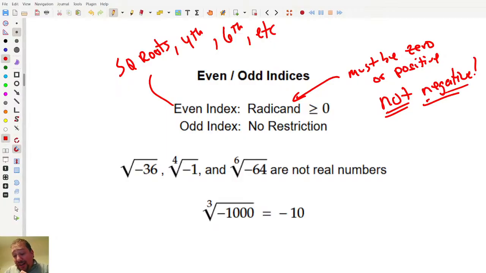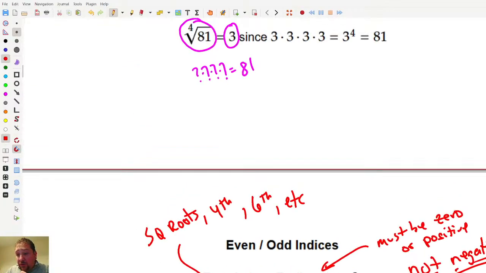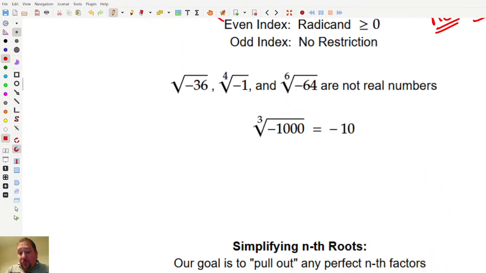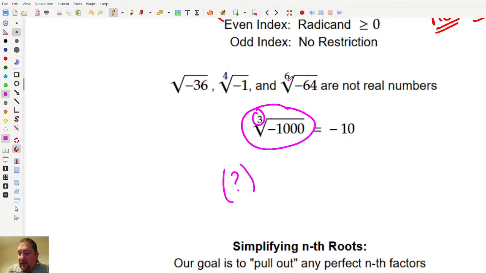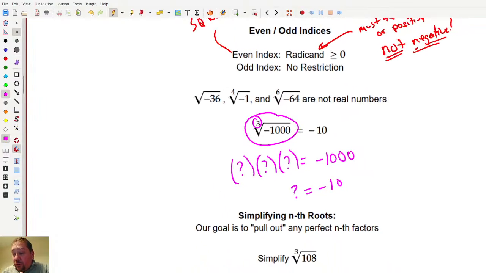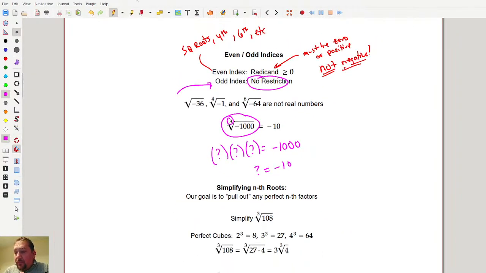However, if you have an odd index, like a cube root that we just saw a moment ago, the cube root of negative 8, there's no issue, right? So here's another, the cube root of negative 1,000. What number times itself times itself is negative 1,000? And the answer is negative 10. Negative 10 times negative 10 is positive 100. Multiply that by another negative 10 makes negative 1,000. So with odd indexes, there's literally no restriction.